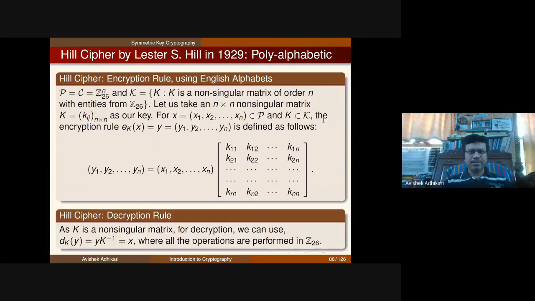So again, I'm giving you another very nice technique. It was done in 1929, and this is known as the Hill cipher, and it is also polyalphabetic. That means the same alphabet may go into different places. So here the idea is, suppose the plain text is this, and here the key is an n cross n matrix. The entries are chosen from some ring, such that the determinant of this matrix is non-zero. That means this is a non-singular matrix whose entries are taken from some ring maybe.